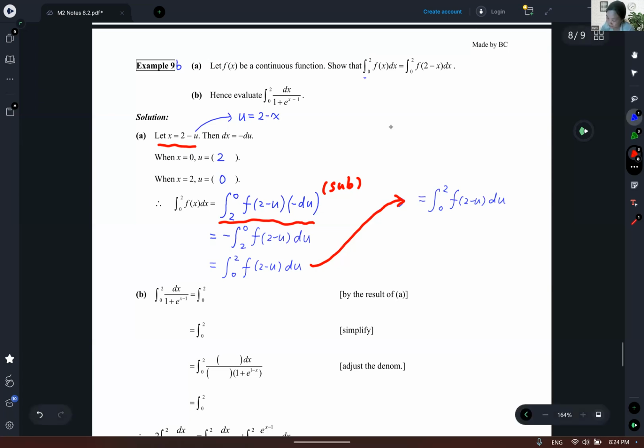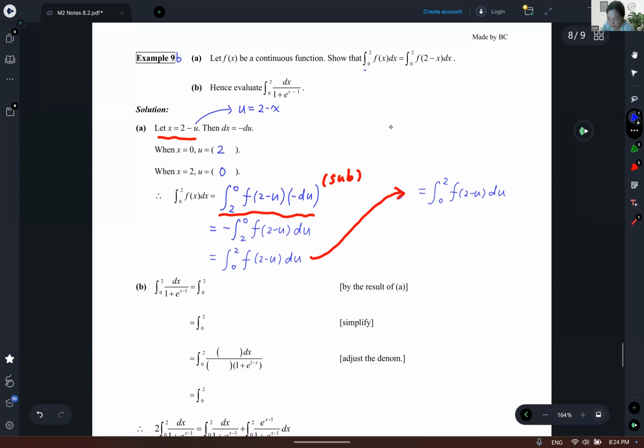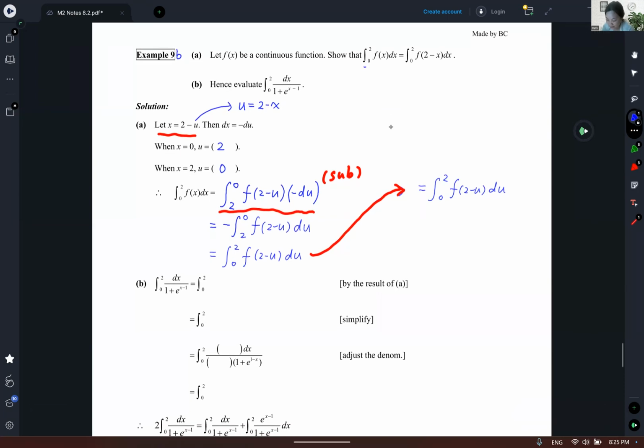And then after the identity is proven, perhaps we can figure out how to find this integral. This integral is hard. So in this question, in order to use the identity, we have to know what f of x is. You don't have to write it down, but in your mind, you should remember f of x in this case must equal 1 divided by 1 plus e to the power x minus 1.